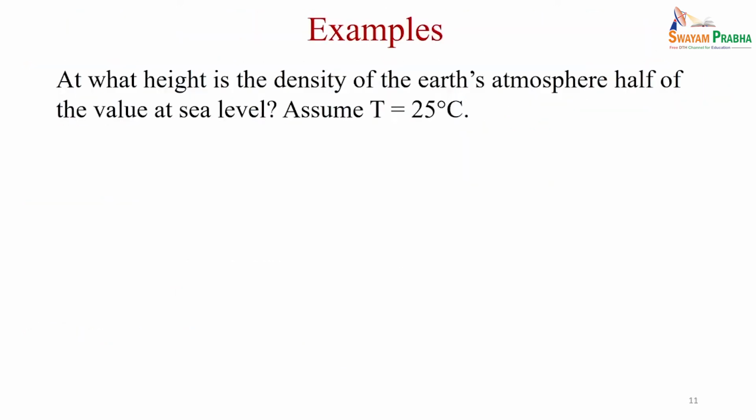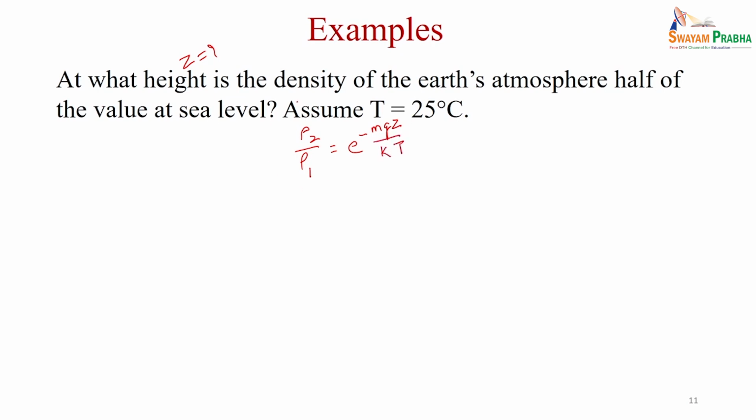Now, let us see a quick example here. At what height is the density of the earth's atmosphere half the value at sea level? So it says rho 2 upon rho 1 is equal to e to the power minus, the potential will be m g z, upon k T.